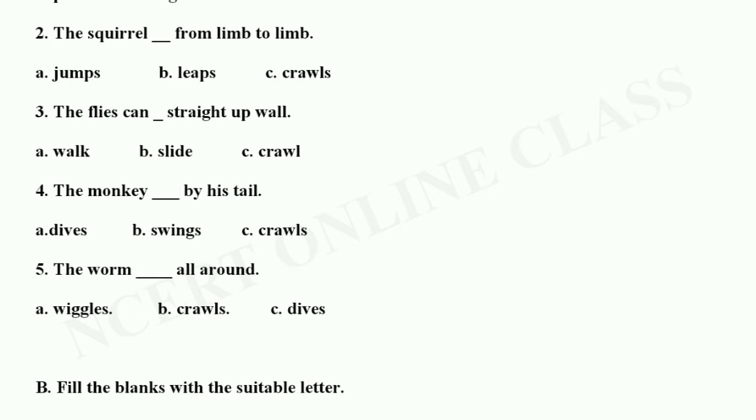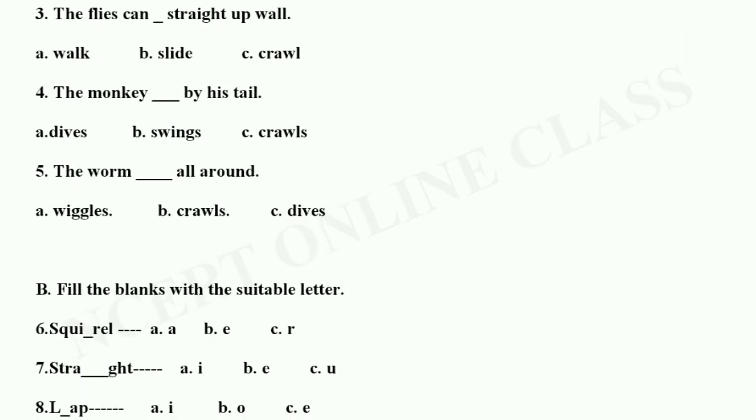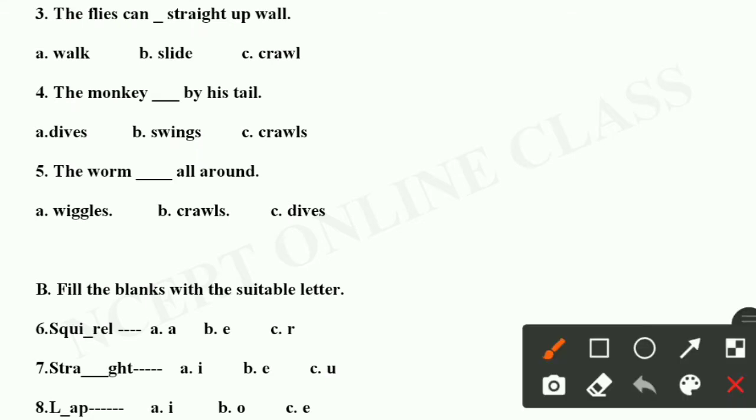Okay. Next question. The worm dash all around. We know that the worm wiggles, crawls or dives. You know that the worm wiggles all around. And every answer we can find out from our poem. So for the worm, option A, wiggles all around, is the correct answer.